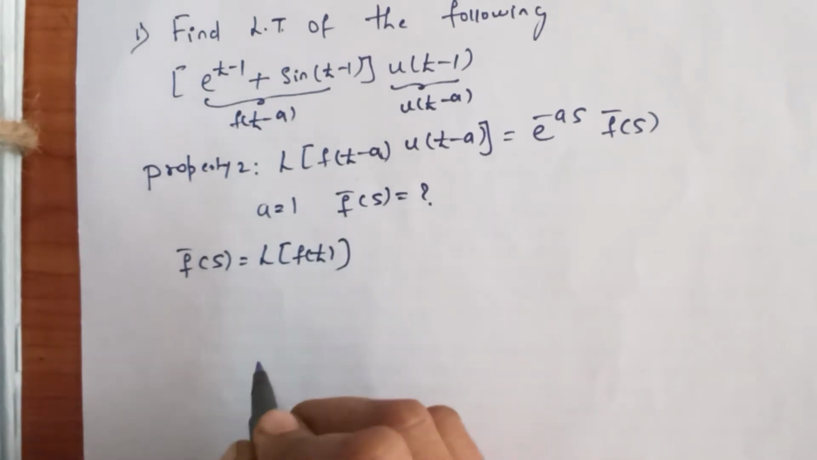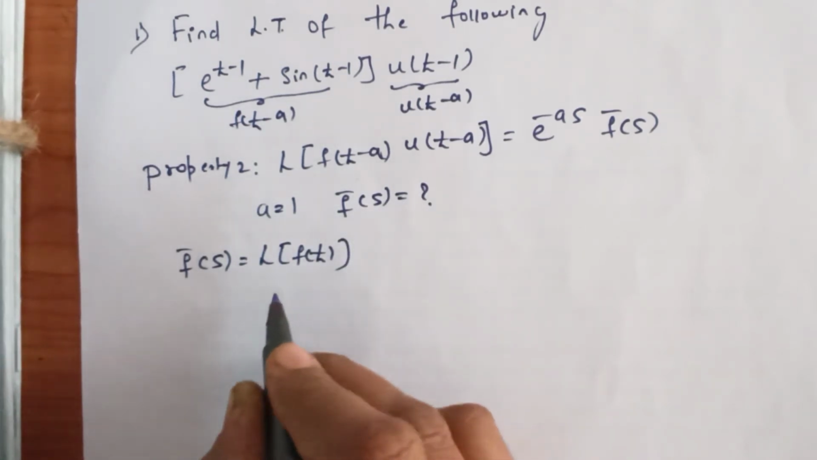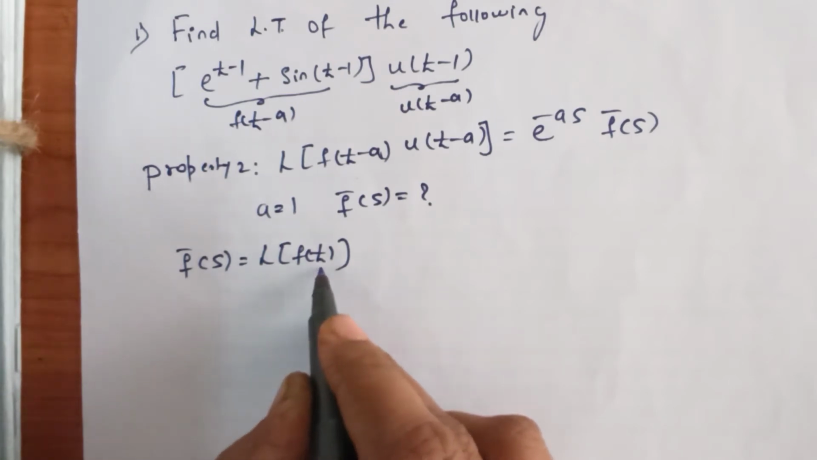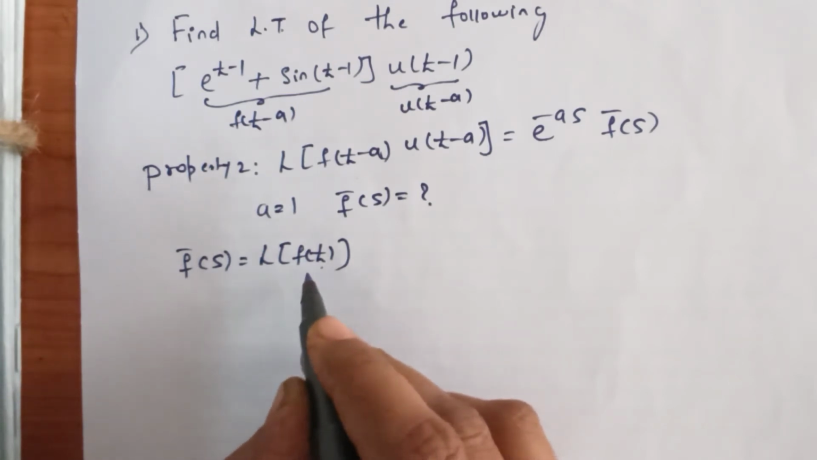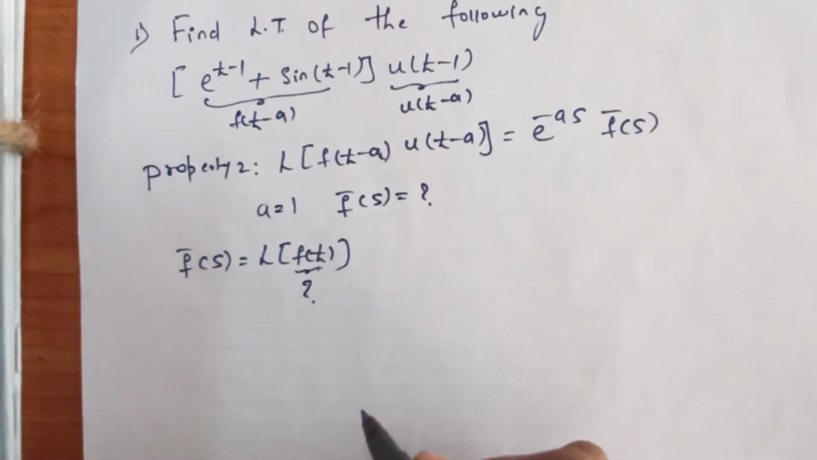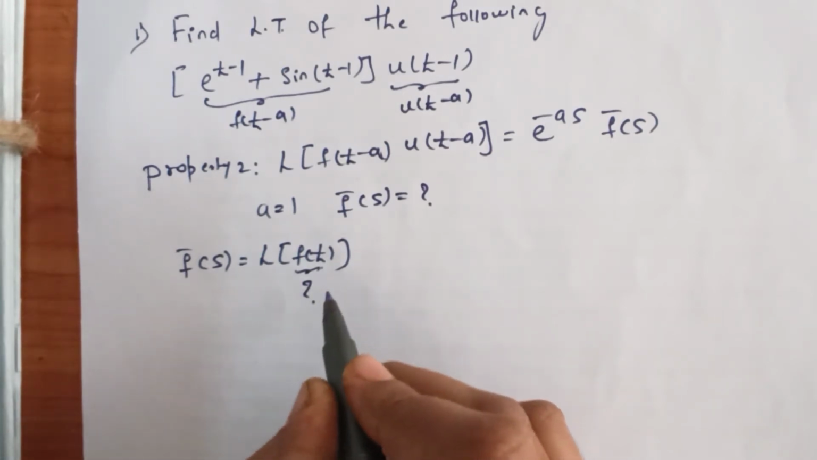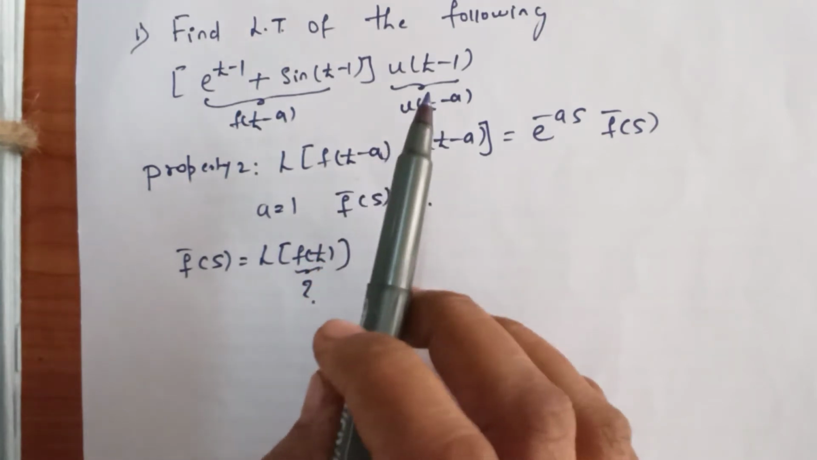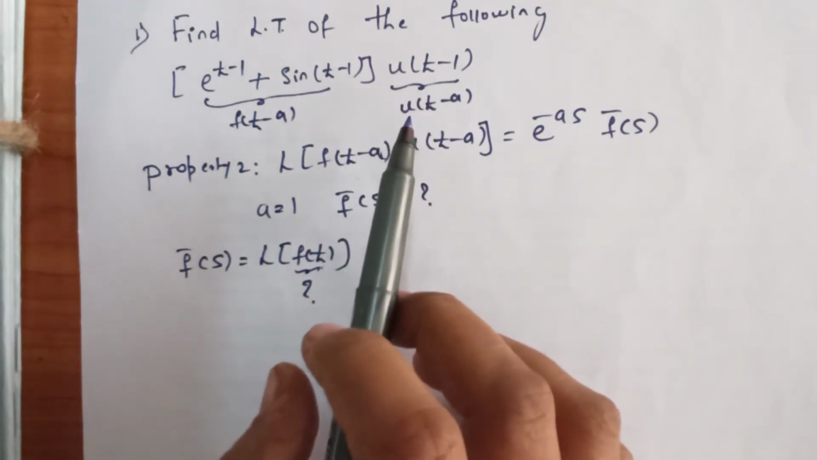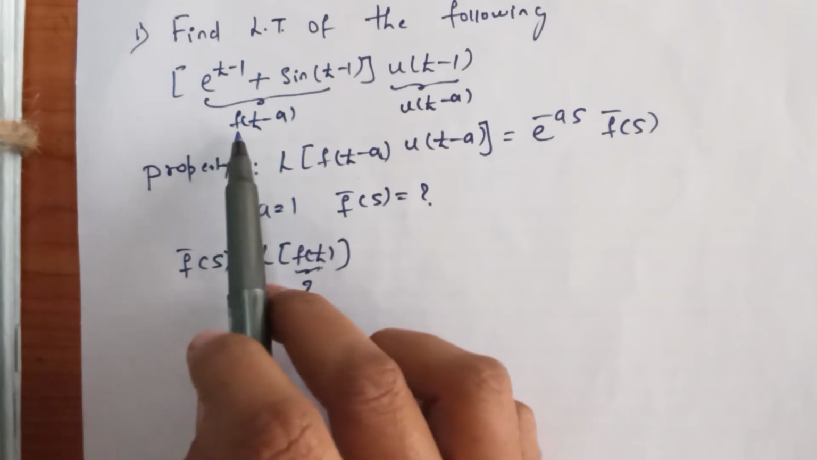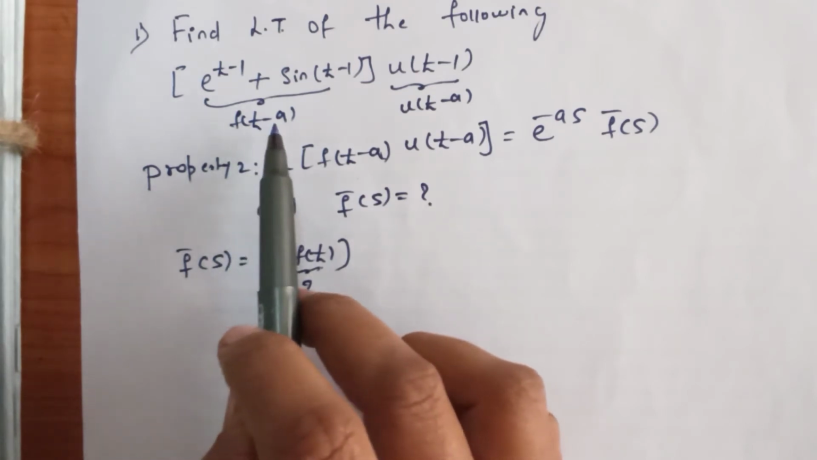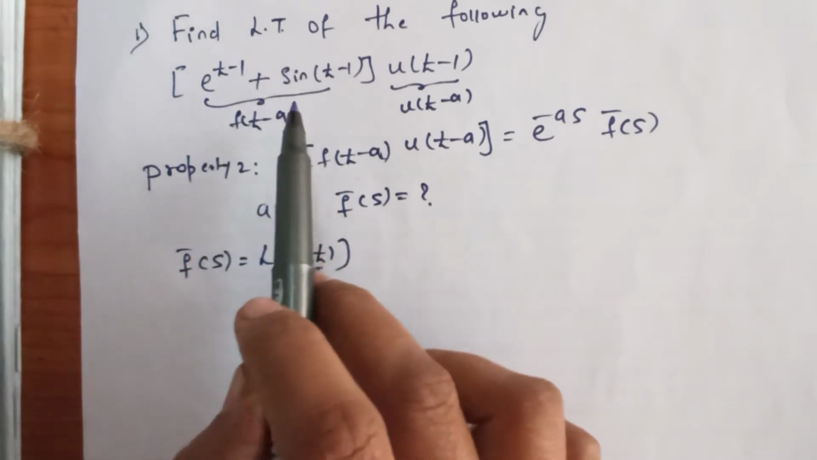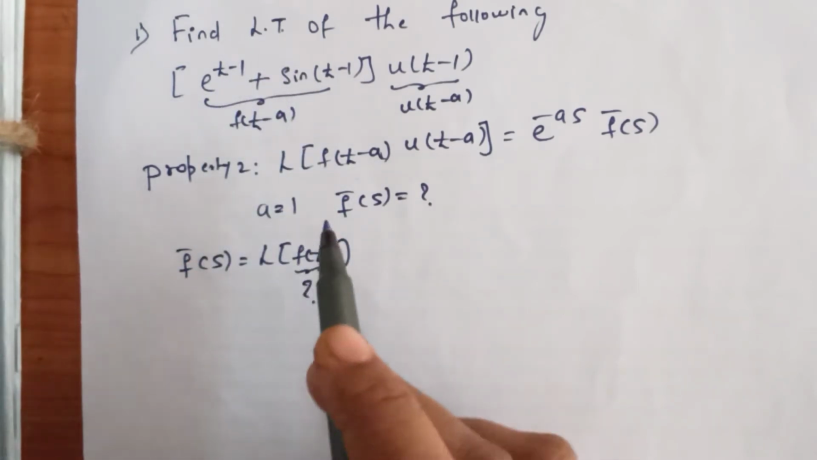So we are already familiar with this property. If I want to find my f bar of s, I have to find the Laplace transform of f of t. But what is our f of t? To find our f of t, we have to make use of the given data in the problem. The given data is f of t minus a, that is f of t minus 1. By using this function we have to find our f of t.